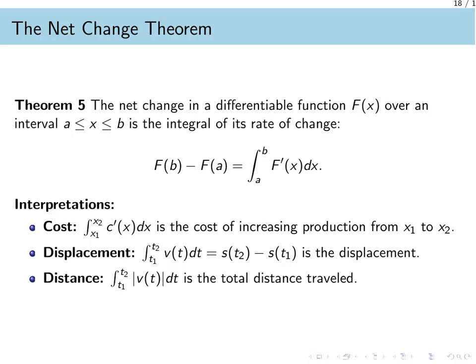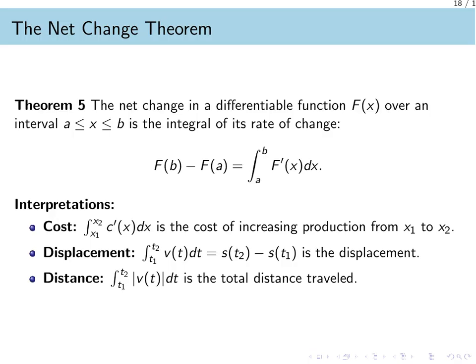In physics, this has concrete meanings. The integral of marginal cost is the change in total cost, and the integral of velocity is displacement. However, be careful to distinguish displacement from total distance traveled. For total distance, you must integrate the absolute value of velocity.